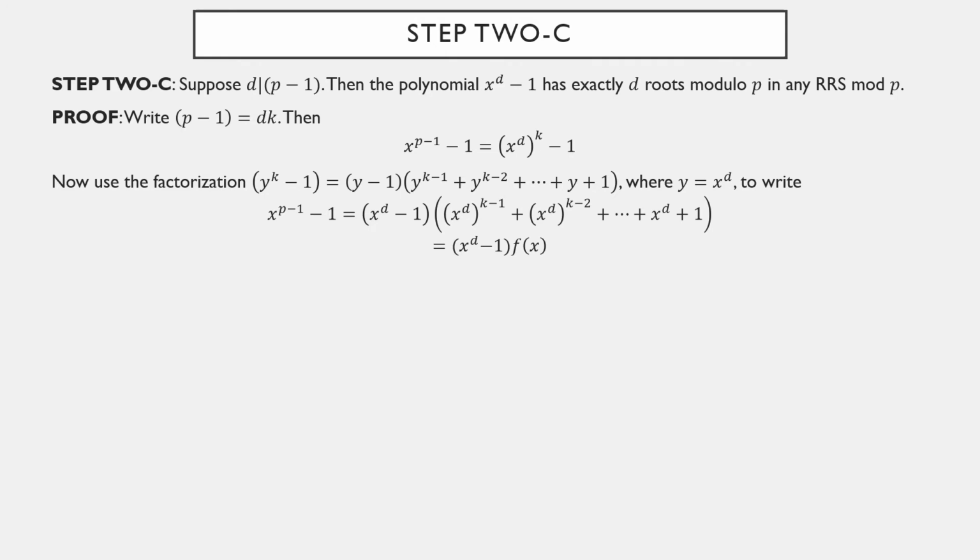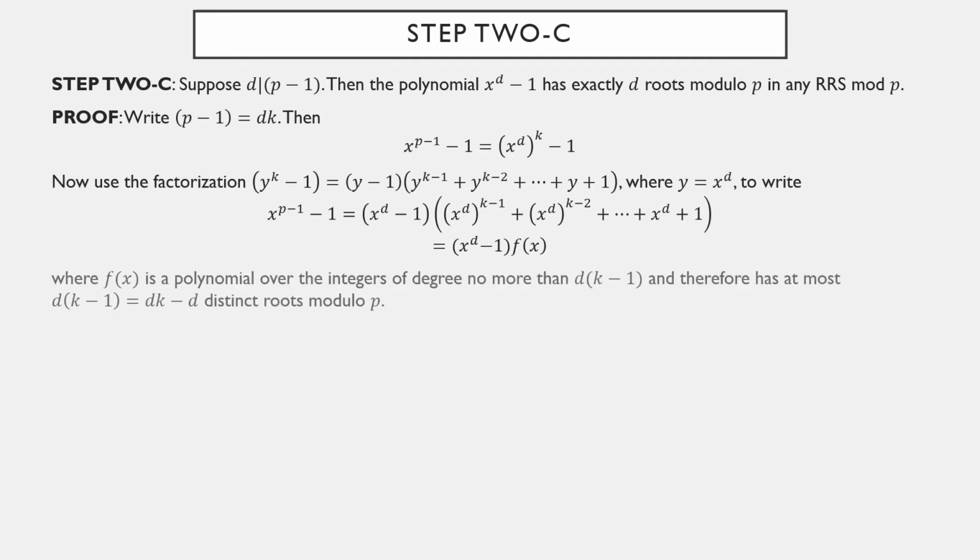So what we have is x to the p minus 1 minus 1 is equal to x to the d minus 1 times f of x. Now f of x is a polynomial. What's its degree? The largest power of x is d times k minus 1. Since f of x is of degree d times k minus 1, the most roots it can have by Lagrange's theorem is d times k minus 1, or dk minus d. So f of x has at most dk minus d roots.